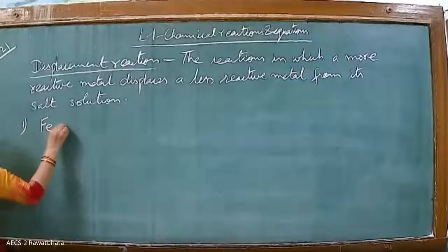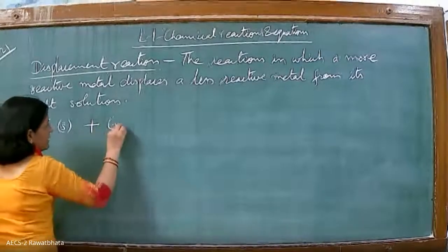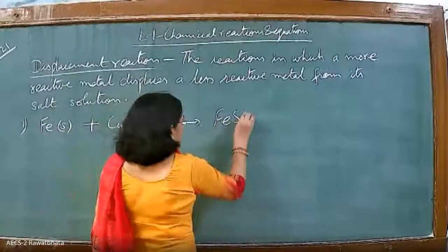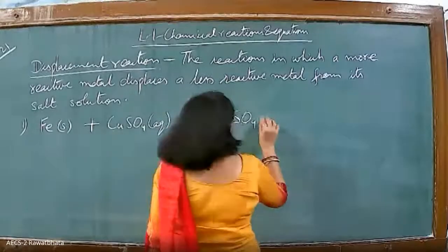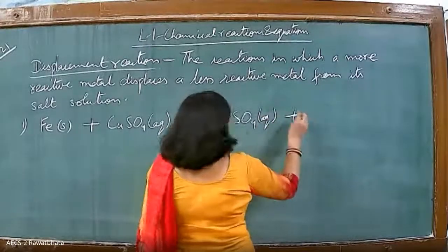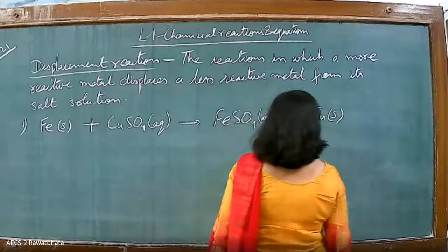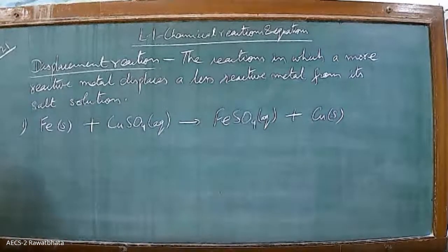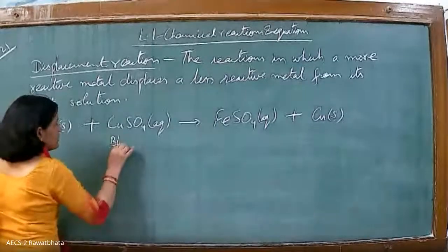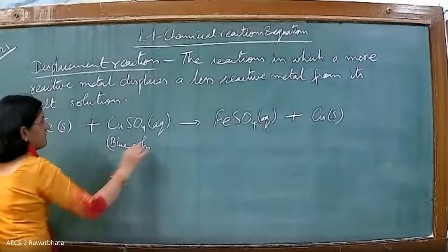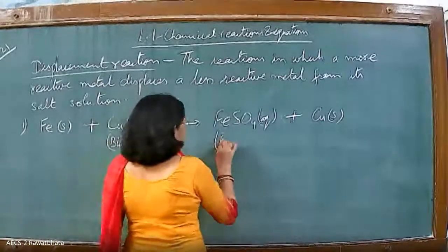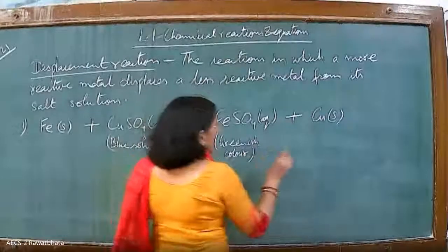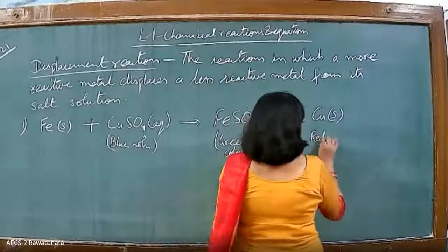Taking up Fe in the solid state, iron nails, and we are adding it to copper sulfate solution. This forms FeSO4 again in the aqueous solution, and it actually is going to remove copper from its compound. Here, this was of course a blue colored solution, and after the reaction, this goes greenish in color, and this of course is a reddish brown deposit.